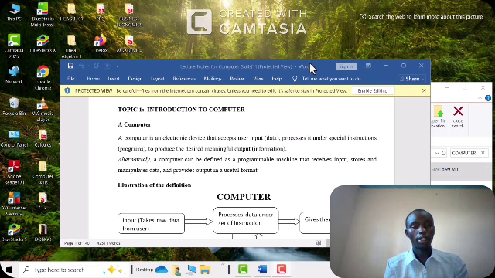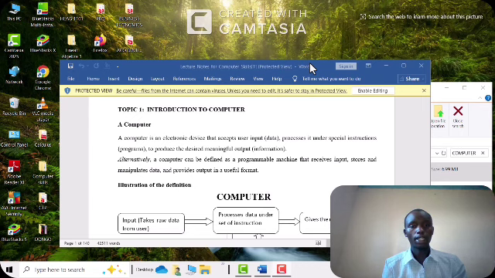Here we are to discuss the introduction of computers. As you know, a computer is a daily required thing in our lives. We cannot do without using them. So before that, I want to let you know what a computer is.